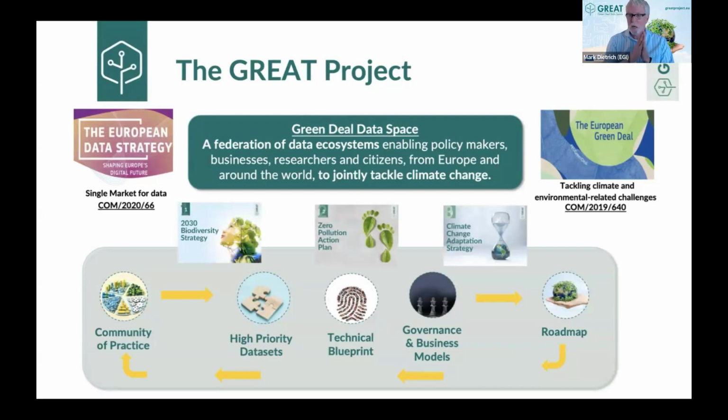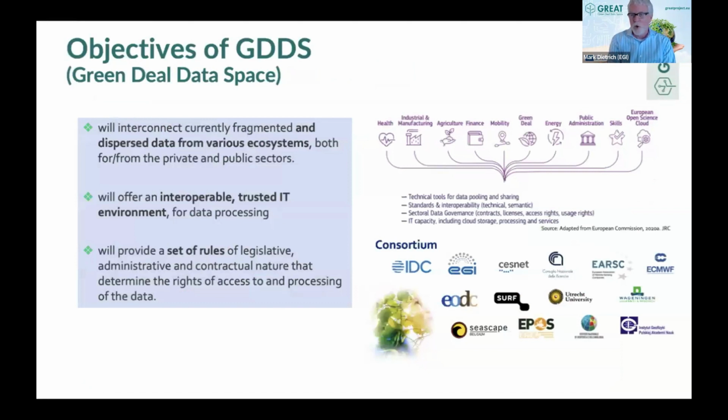There are many. We selected 3 in our project to focus on: biodiversity, zero pollution, and climate change adaptation, because we were only given 18 months to work and a limited budget to work with. So we didn't have that much time or resources. So we needed to focus, but we think these are representative.